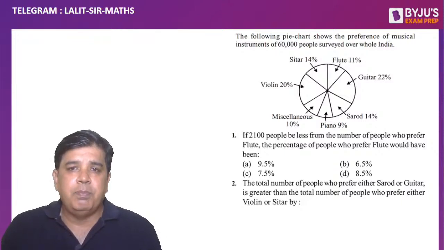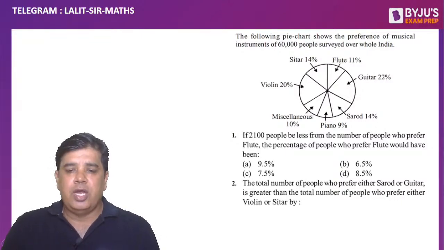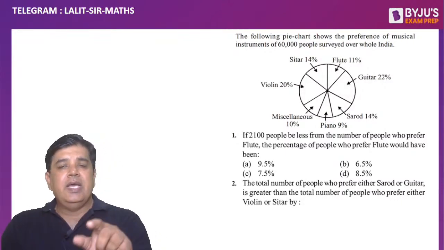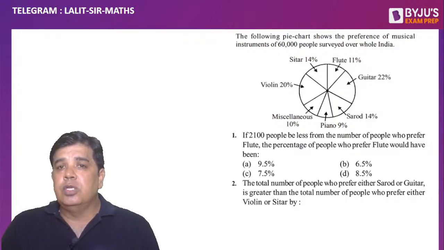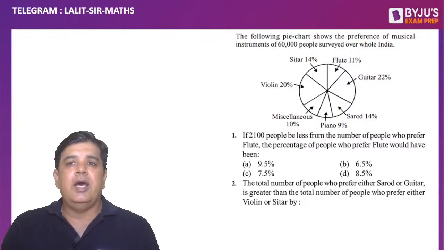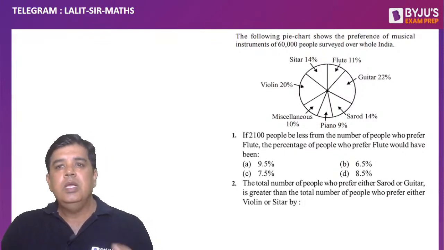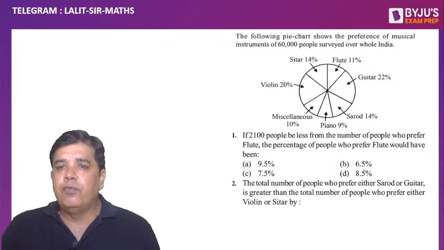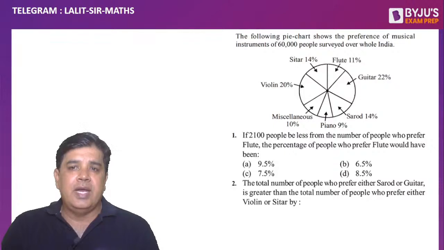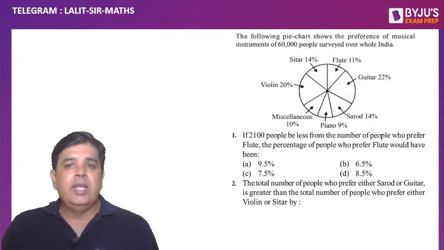This is a pie chart. The data represents the data of 60,000 people who are surveyed all over India for their preferences in the musical instruments. So 11% people like flute, 22 like guitar, 14 like sarod, 9 piano, 20 violin, right? And 10% miscellaneous.